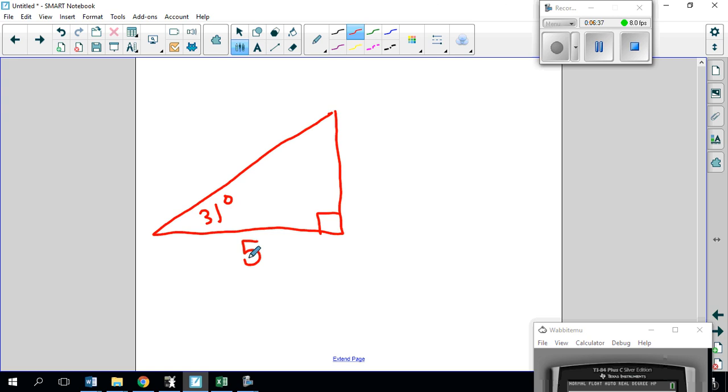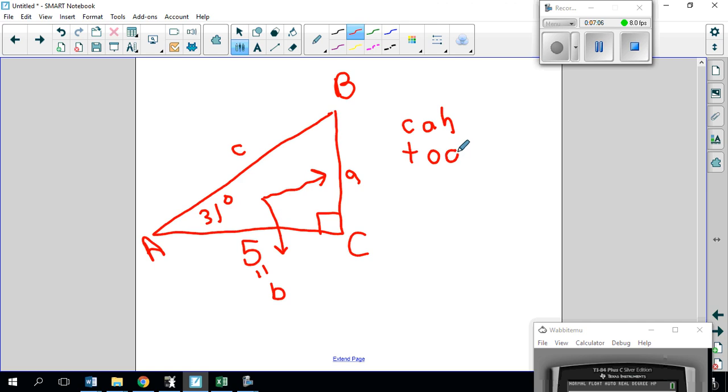Well, if I'm going to label, I'm going to call this big A, looking for little a. The 5 is going to be big B, of course big C, and little c. I need an opposite, and I have an adjacent. So I'm looking for formulas that have an adjacent in them, because that's how I drew my picture. So both are going to work to move this problem along.